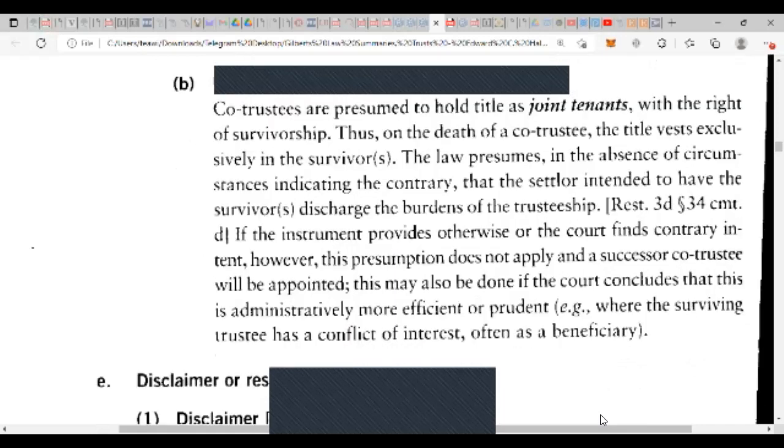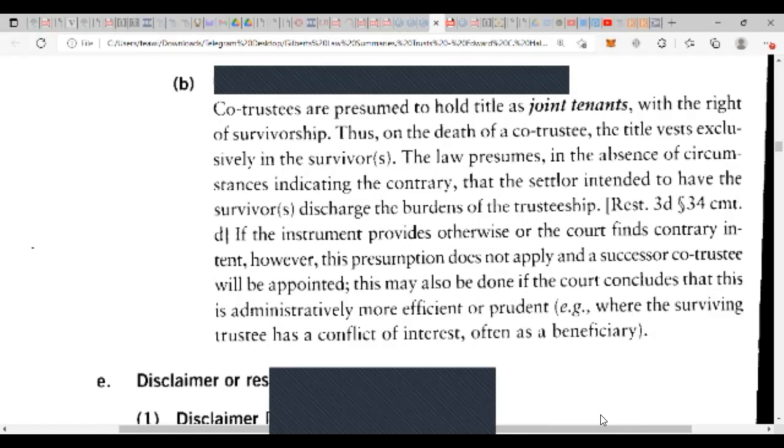Co-trustees are presumed to hold title as joint tenants with the right of survivorship. Thus, on the death of a co-trustee, the title vests exclusively in the survivor or survivors. The law presumes, in the absence of circumstances indicating the contrary, that the settlor intended to have the survivor or survivors discharge the burdens of the trusteeship.